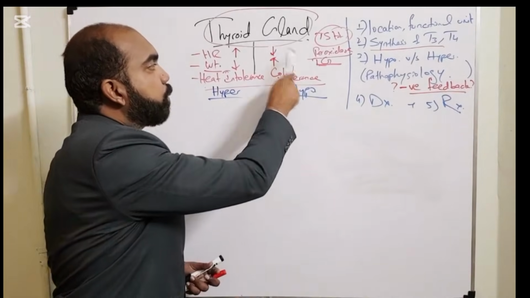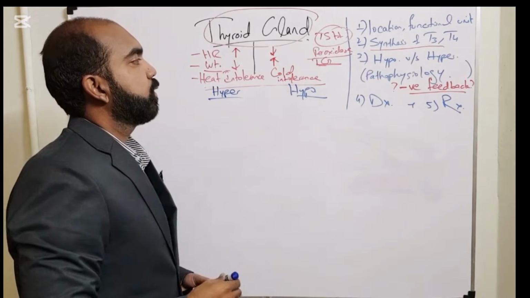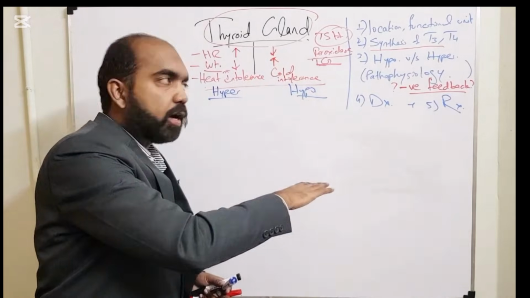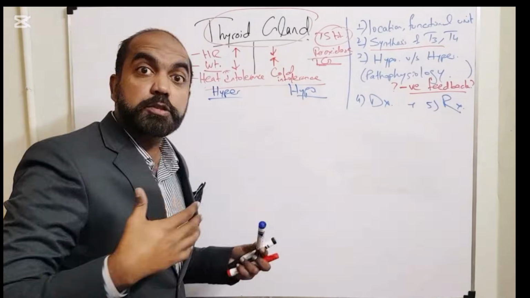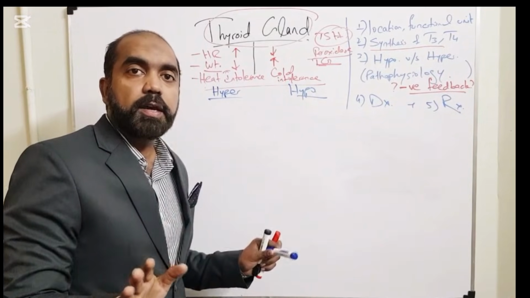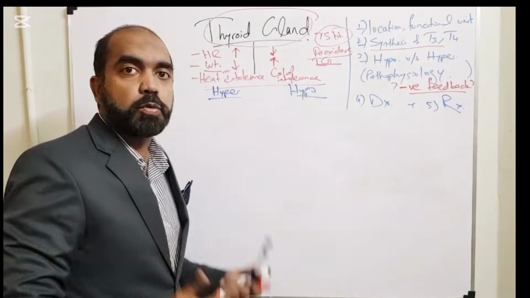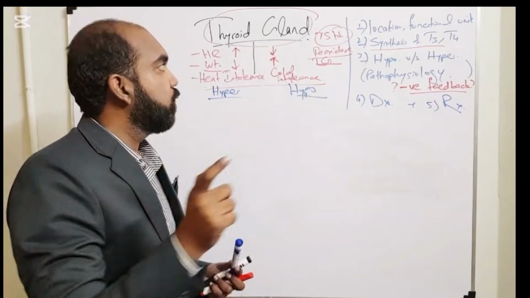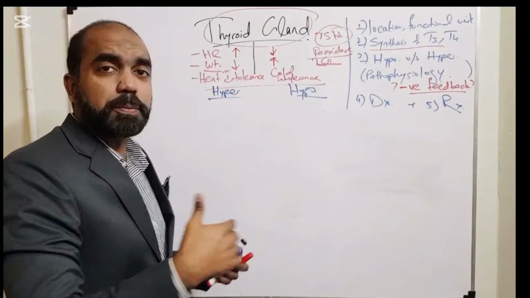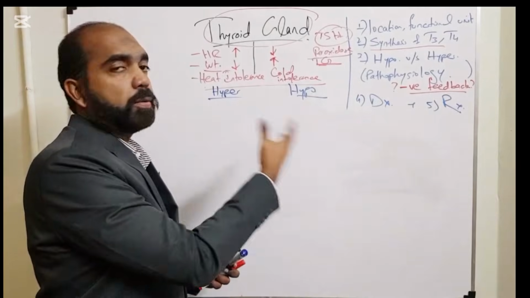And in terms of a hypofunctioning thyroid gland, there would be decreased heart rate, bradycardia, or weight gain despite diet. The patient would say, I don't eat anything throughout the day, I am trying to control my weight, but there is still weight gain. So this is a classical presentation of a hypothyroid gland, along with cold intolerance. These are the usual presentations in a patient suffering from thyroid disease.